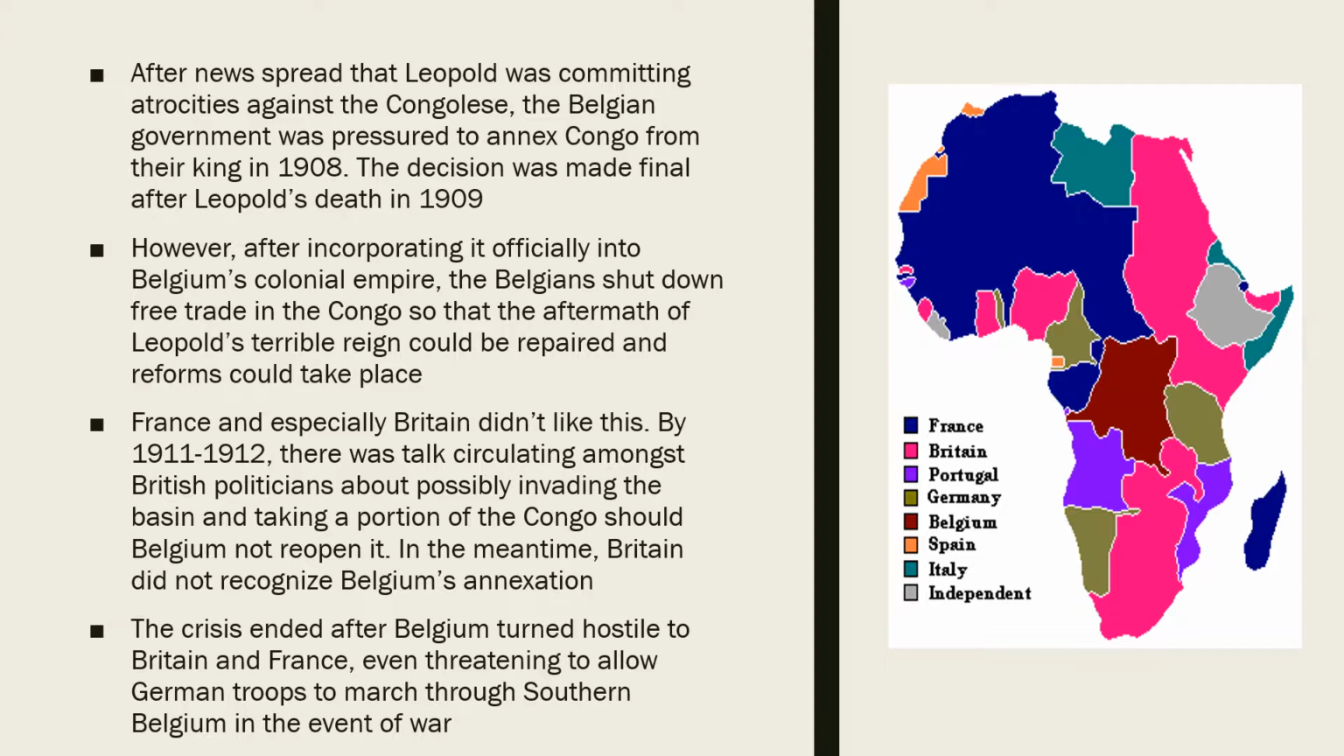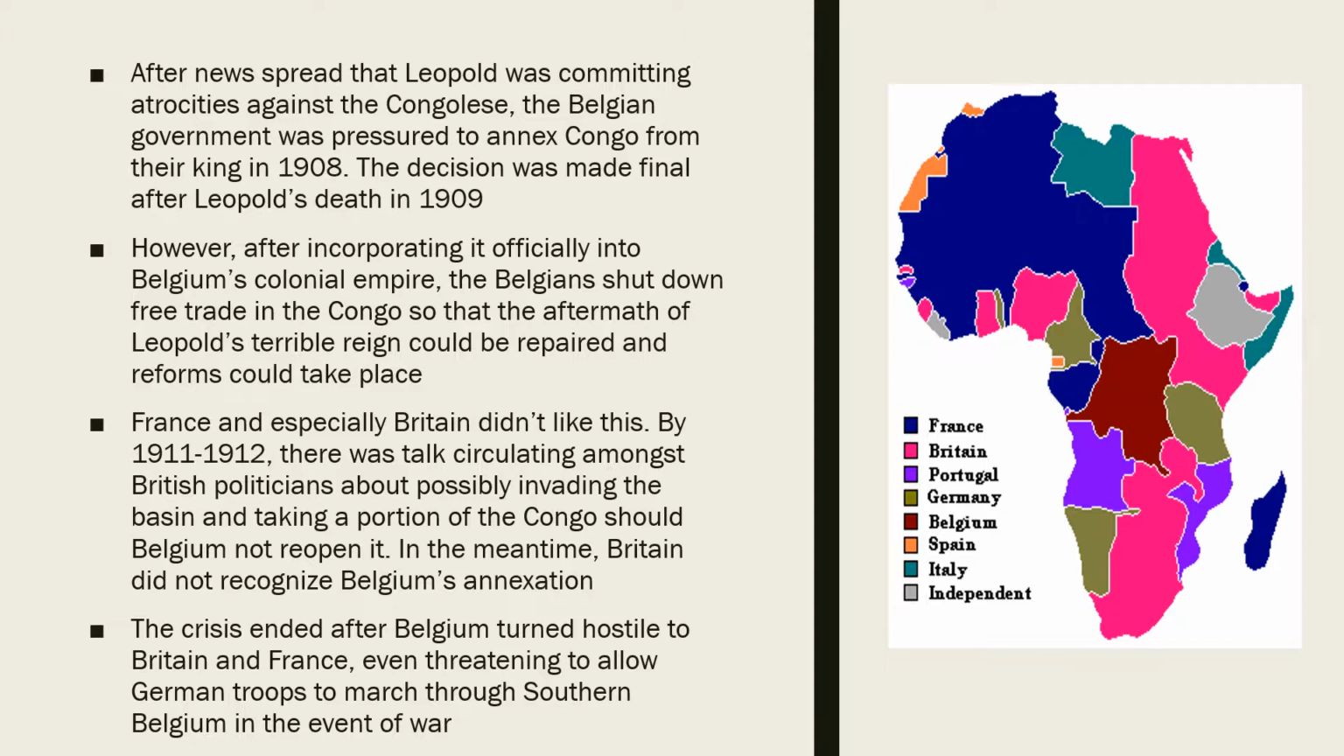Britain held on to this animosity, with some in the government beginning to suspect that Belgium would not reopen free trade across the Congo, and by 1911, opportunists within the British government saw a chance to forcibly purchase a region of the basin, or even invade Belgium to gain this portion. And what was this portion?